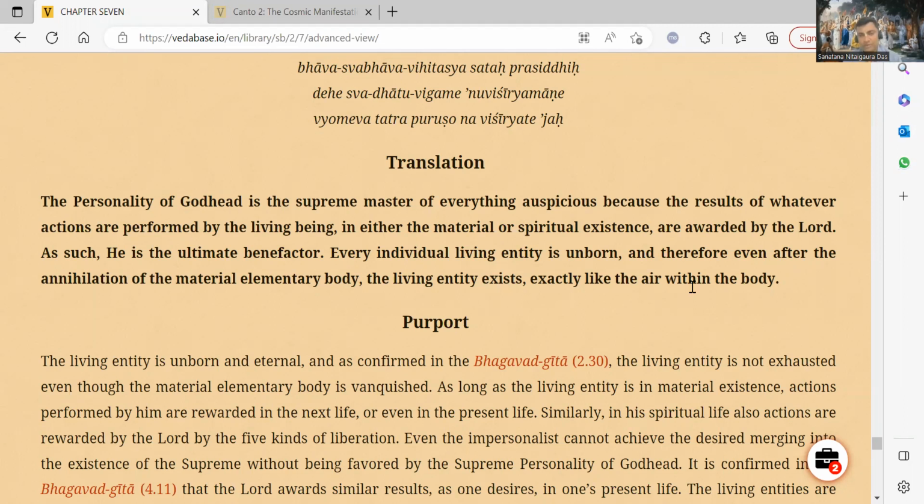Every individual living entity is unborn, and therefore, even after the annihilation of the material elementary body, the living entity exists exactly like the air within the body. In simple terms, whatever you do is directly or indirectly granted by the Lord. If you do any demigod worship, like we just saw with Indra and Varuna, it is avidhi-purvakam. You're trying to serve the Lord, but in a reverse way. When you're directly serving the Lord, everything that you need is taken care of by the Lord.